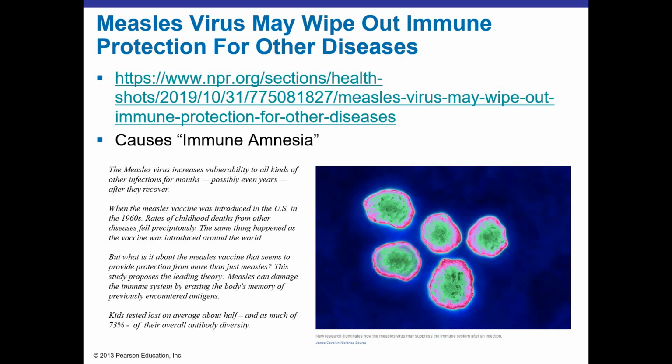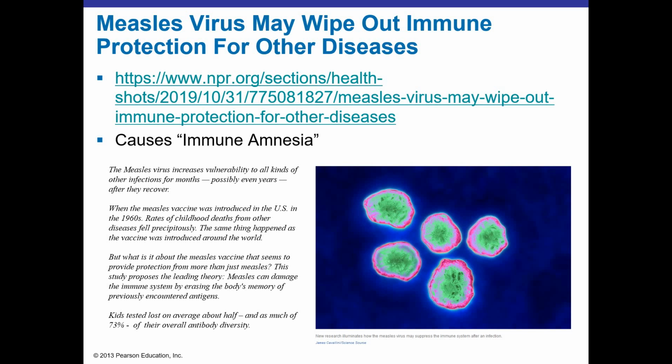Another even weirder case is measles. Not only is it fairly good at getting around the immune system, there is also an article that was put out last year, in 2019, that said measles virus may wipe out immune protection for other diseases. They theorize that this is causing immune amnesia. So the measles virus increases the vulnerability to all kinds of other infections for months after people have had the measles, possibly even years after they've recovered.